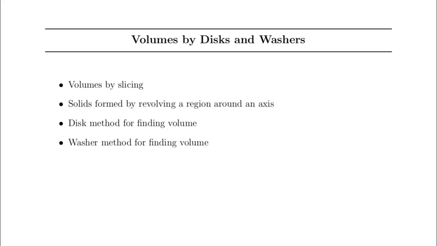So we'll talk about how to slice these things up. We'll talk about how to form a solid by revolving a region around an axis. These are called solids of revolution. They're going to be really important for us, mostly because they're going to be pretty consistent to work with. And then there are two methods that we can use for finding volumes in this way that we're going to talk about in this video: disks and washers.